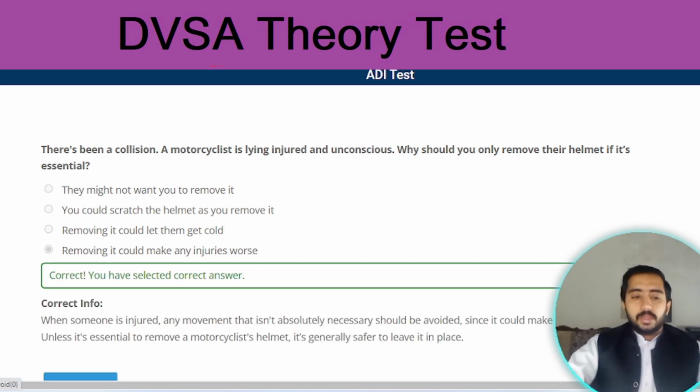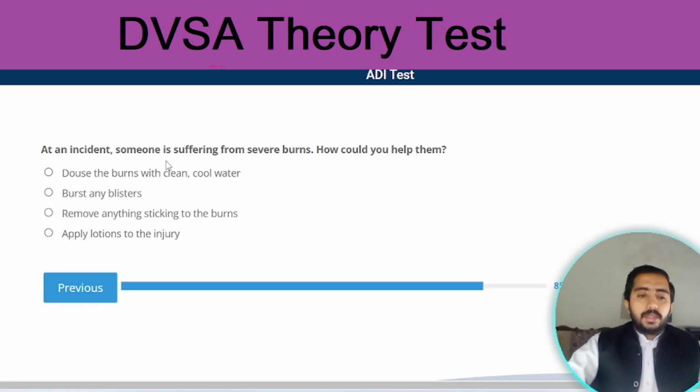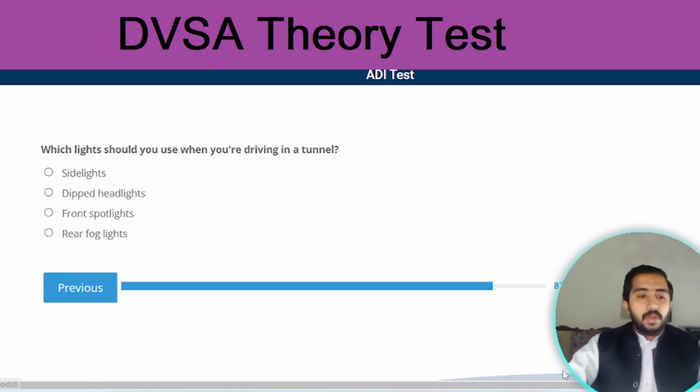Next one. At an incident, someone is suffering from severe burns. How could you help them? You can help them by dousing the burns with clean, cool water. Option A is the correct one. Our next question is, which lights should you use when you are driving in a tunnel? When you are driving in a tunnel, you need to use dipped headlights. Option B is the correct one.